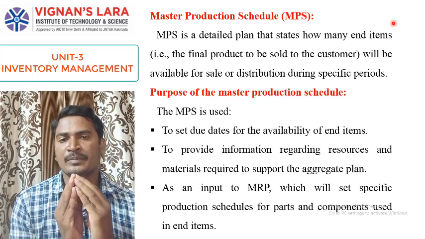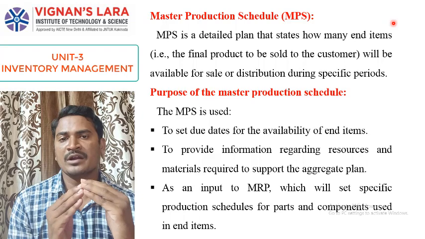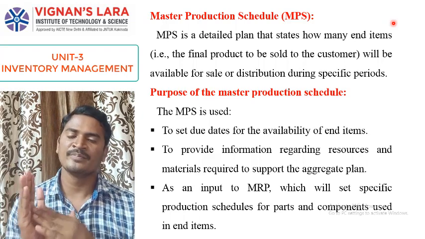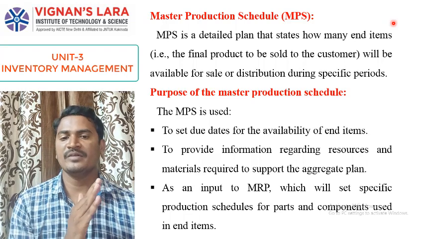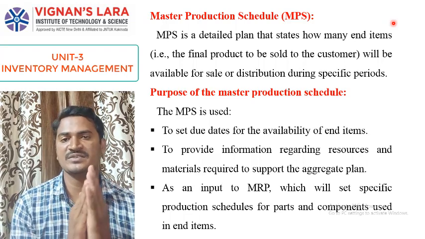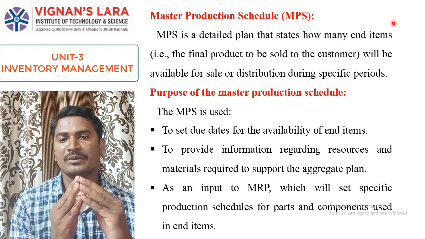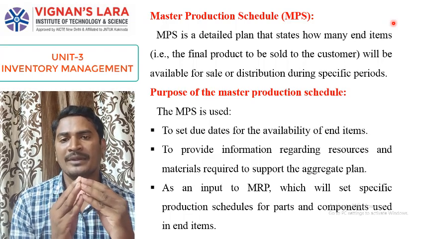In those 6 months, we plan the production according to the aggregate production planning. In the first month, we are going to produce 1,000 products. Second month, we are going to produce 500 products. Like that, we are planning for 6 months. According to that aggregate production planning, again we are going to prepare the detailed master production schedule.